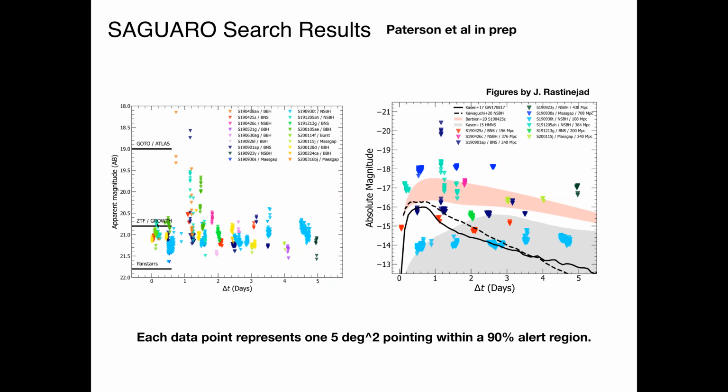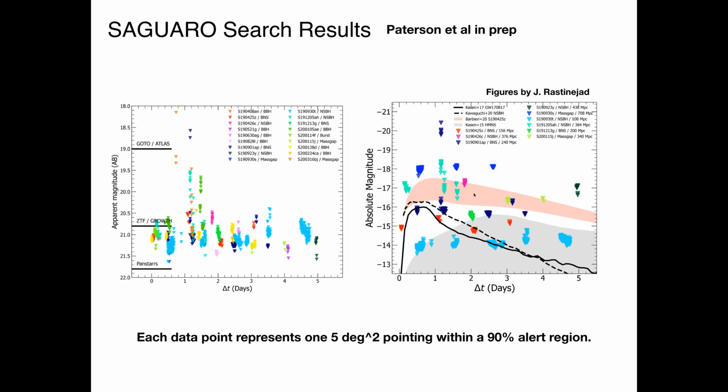So, don't take this as gospel, but this is the rough depth of ZTF, GROWTH. Go to ATLAS up here, Pan-STARRS down there. And each of these points represents one 5 square degree pointing that SAGUARO implemented through our CSS search during O3. So it gives you some idea of our depth for a given pointing.